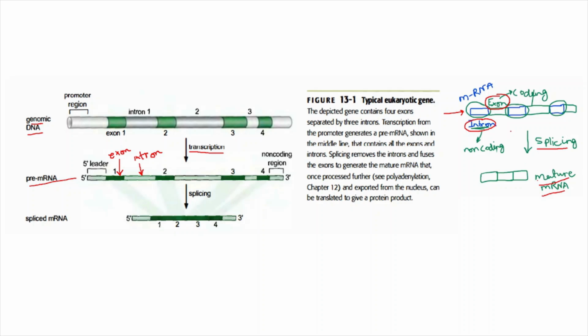Now why are these introns removed? Because these are the non-coding regions of mRNA, that is, these regions do not code for a particular protein, and these exons are actually the coding regions of mRNA which code for a specific protein. So these non-coding regions are removed and all the coding regions are joined together to form the mature mRNA.